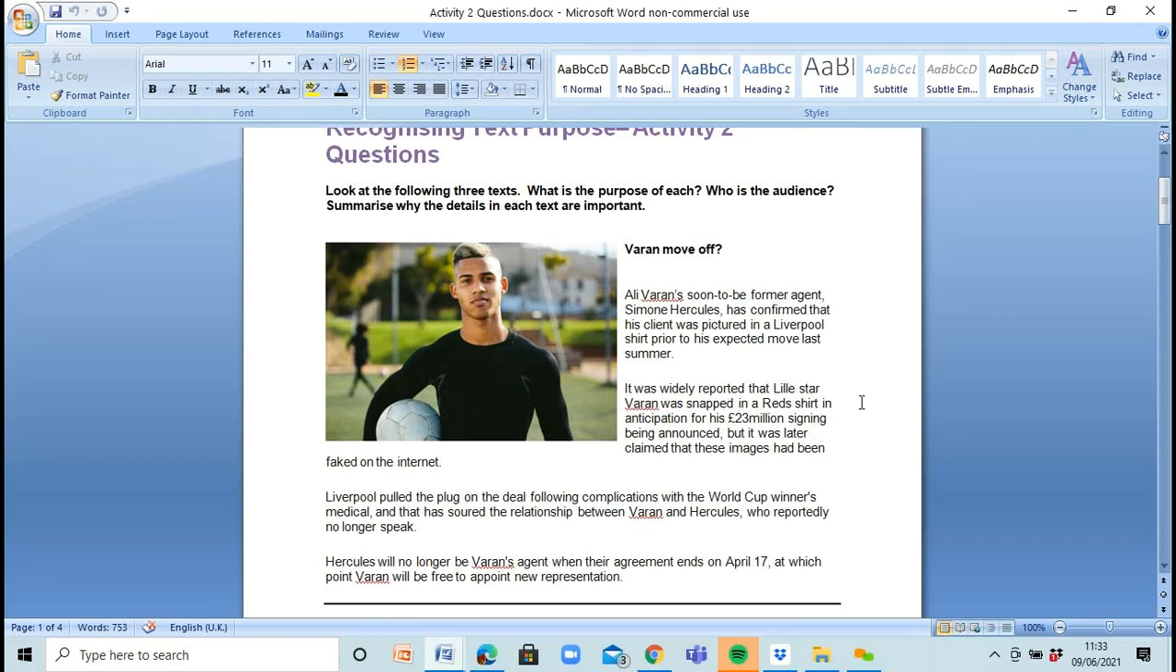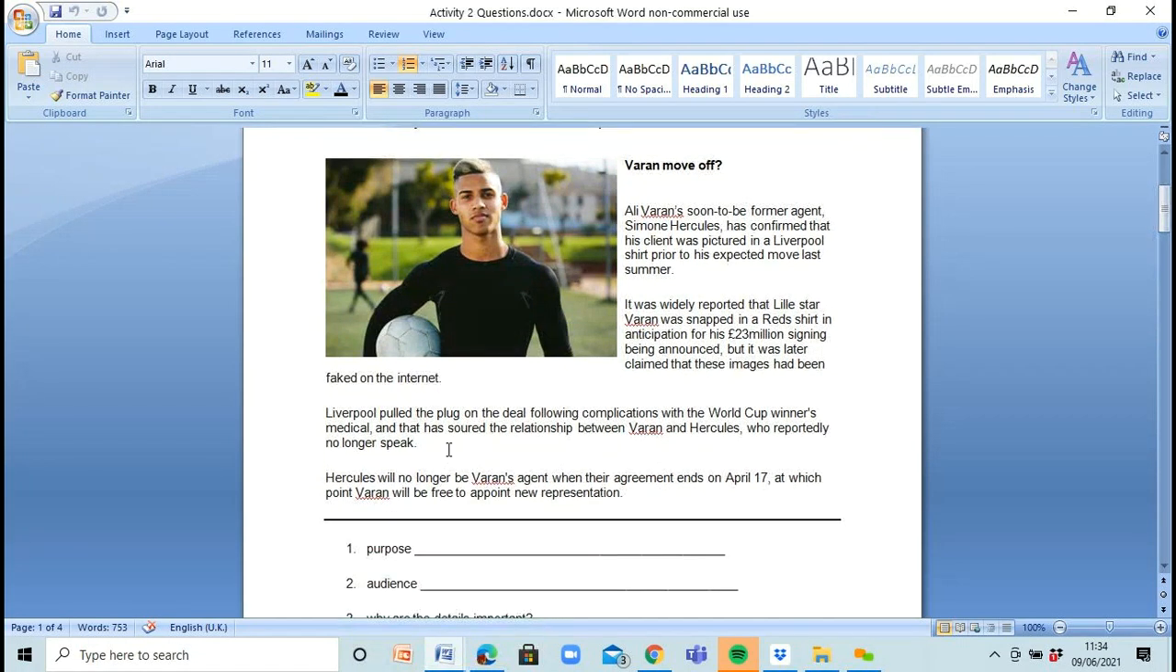So Ali Varun is a footballer, and he has an agent called Simone Hercules, and they saw him in a different club shirt, a Liverpool shirt, last summer. So they thought that he was about to sign up for Liverpool, but the images had actually been faked. He was never in that shirt.